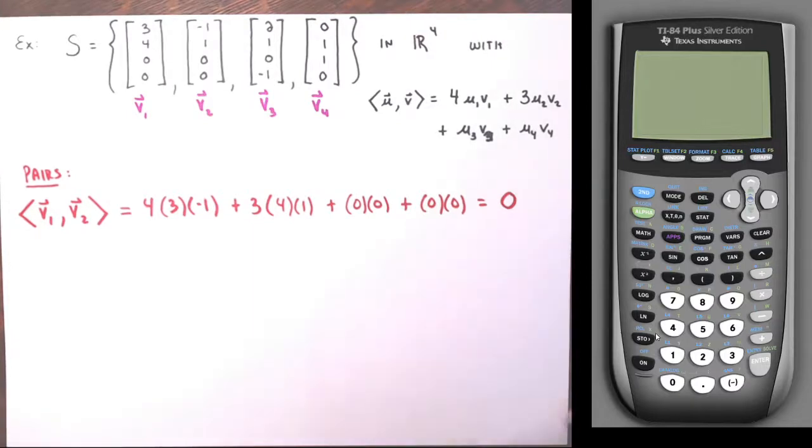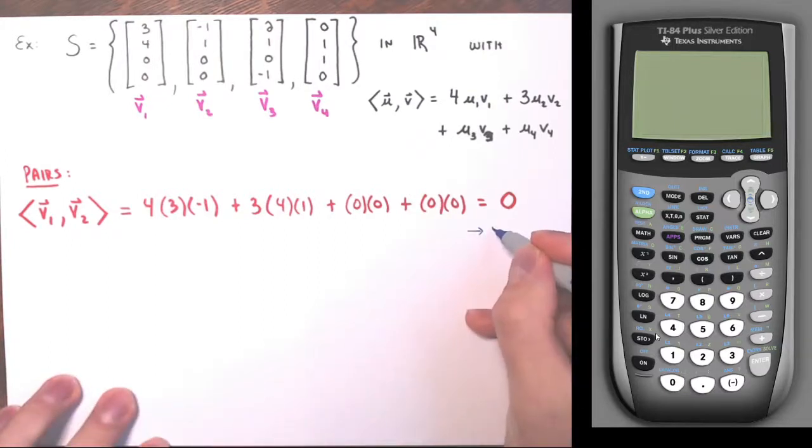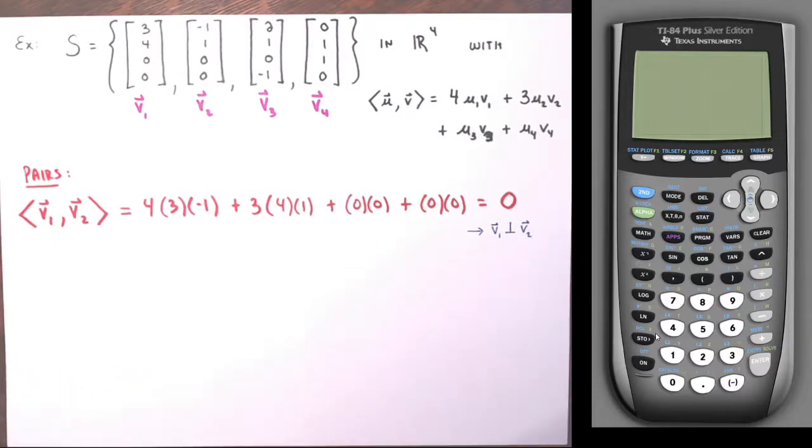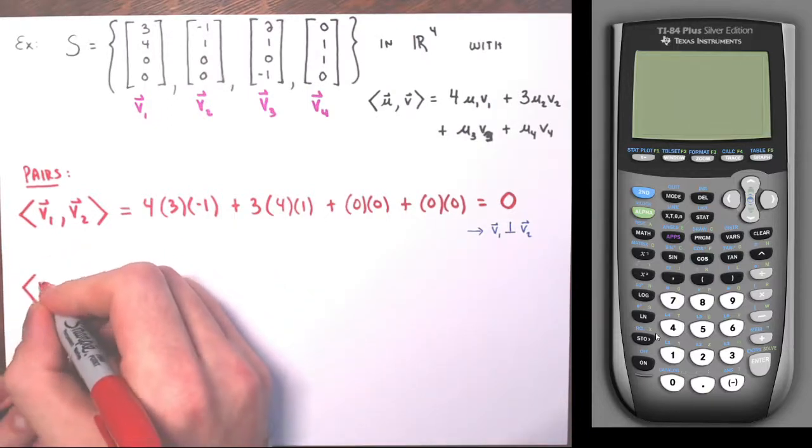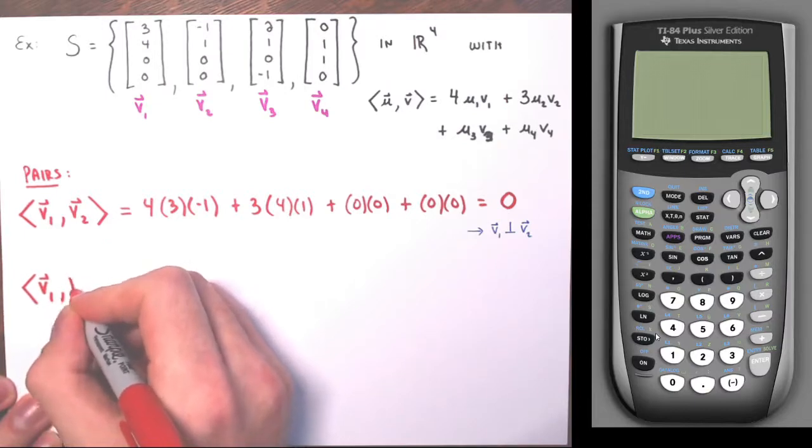So under this inner product, vector v1 is orthogonal with vector v2. This pair of vectors is orthogonal. Now be careful: just because you found one pair that's orthogonal doesn't mean that the whole set is orthogonal. Every single pair needs to be orthogonal. So that was v1 with v2. How about v1 with v3?